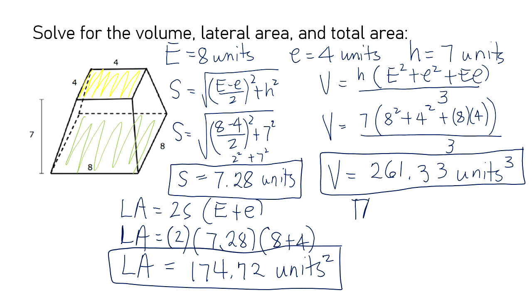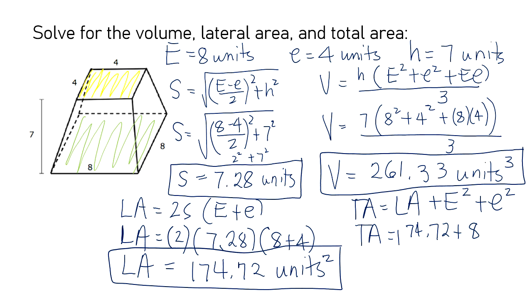Then, for our total area, we have lateral area plus edge of the bigger base squared plus edge of the smaller base squared. So we have 174.72 plus 8 squared plus 4 squared. For our total area, we get 254.72 square units.